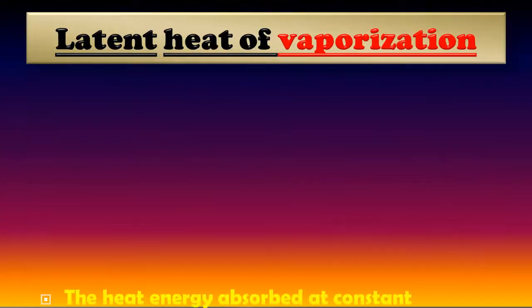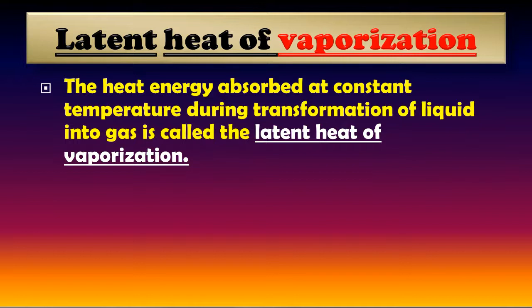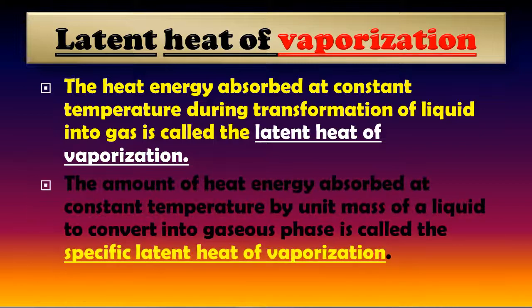Now the heat energy absorbed at constant temperature during transformation of liquid into gas is called the latent heat of vaporization, because here water is converted into steam. And the amount of heat energy absorbed at constant temperature, that is at 100 degrees Celsius, by unit mass of a liquid to convert into gaseous phase is called the specific latent heat of vaporization.